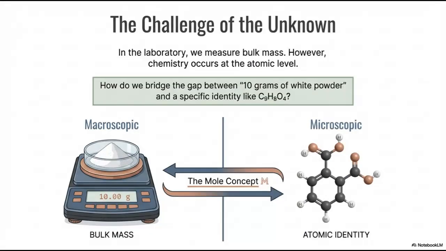And we do that so we can go from the macroscopic to the microscopic world, and we still use that mole concept. So the idea, how do we bridge that gap between 10 grams of white powder to something that looks like C9H8O4, that is aspirin? How do we determine the identity of that powder? And we are going to follow a set of steps. We're going to follow a process that's going to allow us to do that.